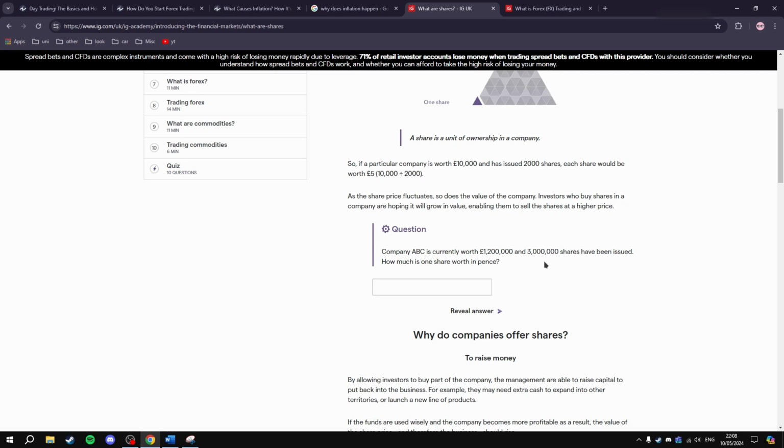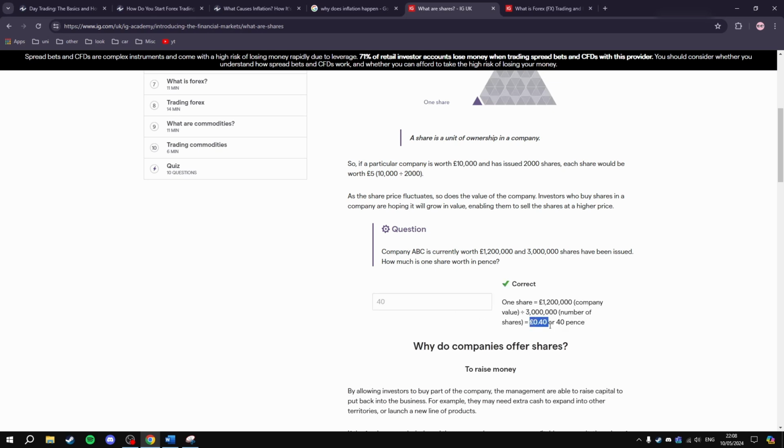Question: Company ABC is currently worth £1,200,000 and 3 million shares have been issued. How much is one share worth in pence? So that's just, let me get my calculator out. There we go. So 1,200,000 divided by 3 million is 0.4. 0.4 pounds, or 40 pence.